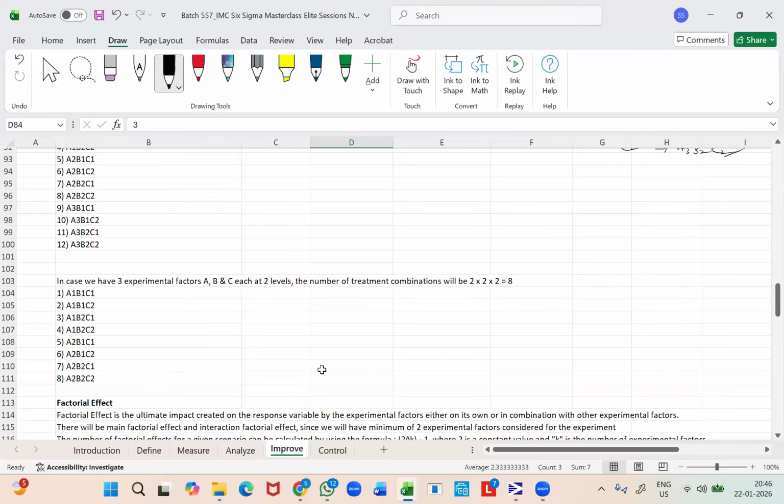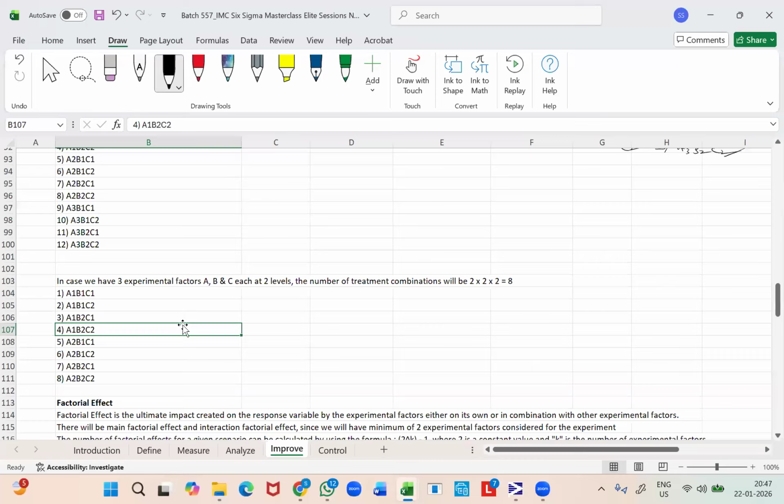So that will be 2 into 2, 4, 4 into 2 is 8. So we will have a total of 8 treatment combinations, right? So we will have A1, A2, and then B1, B2, and then C1, C2. So what are the possible combinations? A1, B1, C1 is one combination. A1, B1, C2 is the next combination. A1, B2, C1 is the third combination. A1, B2, C2 is the fourth combination.